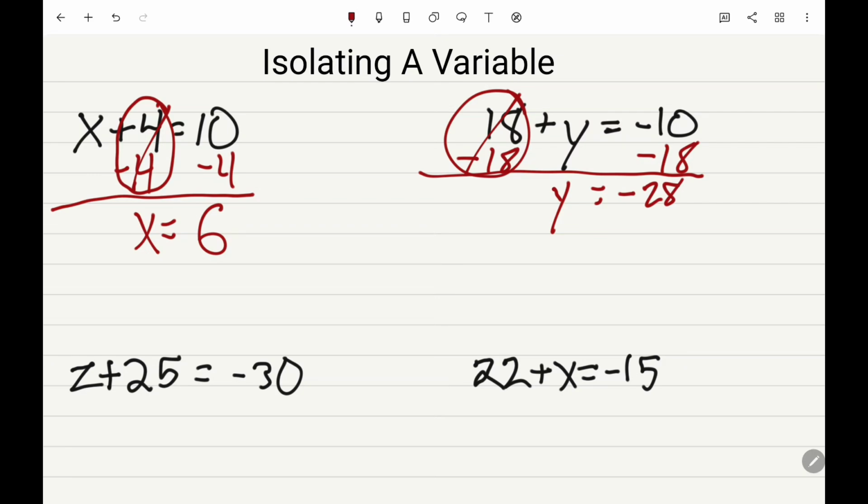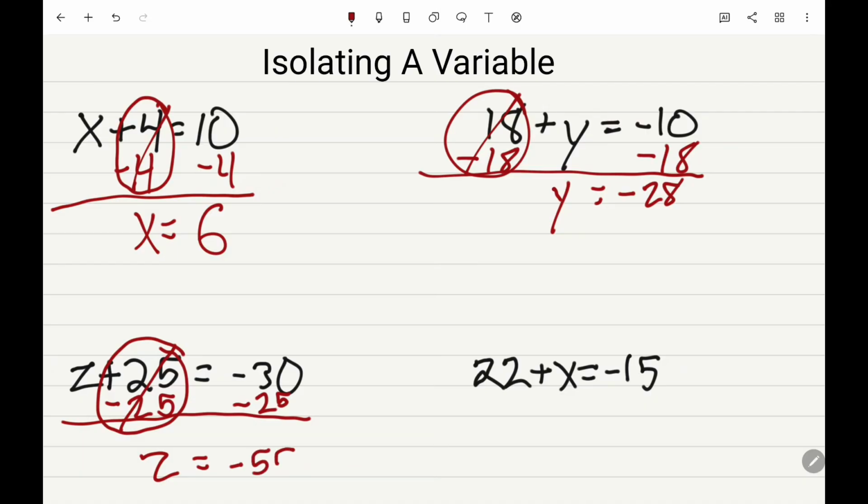z plus 25 equals negative 30. I want to isolate z, so I want to get rid of the positive 25. To do so, I'm going to do the inverse, which is minus 25. Subtract 25 from both sides. Positive 25 minus 25 gives you 0. So we have z is equal to negative 30 minus 25, which gives us negative 55.